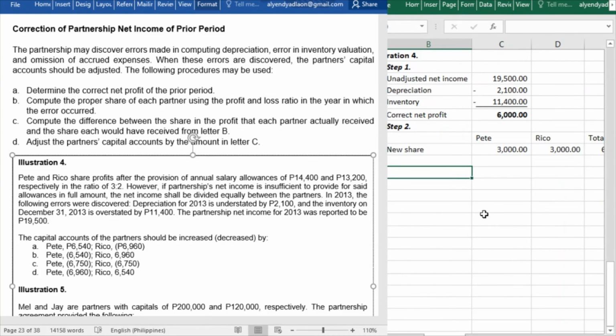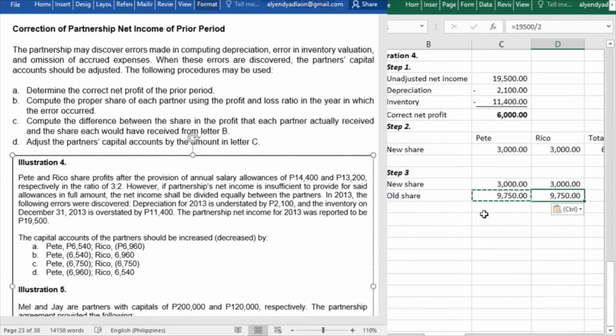Now let's proceed to step 3. This is where I'm going to show you the old share. Because in step 3, we are to compute the difference between the share in the profit that each actually received and the share each would have received from letter B. So we are to compare the new share and the old share. So how much is the new share? Accordingly, that is 3,000 each. And the old share is, since that is 19,500, we simply divide it by 2. So that is 9,750.